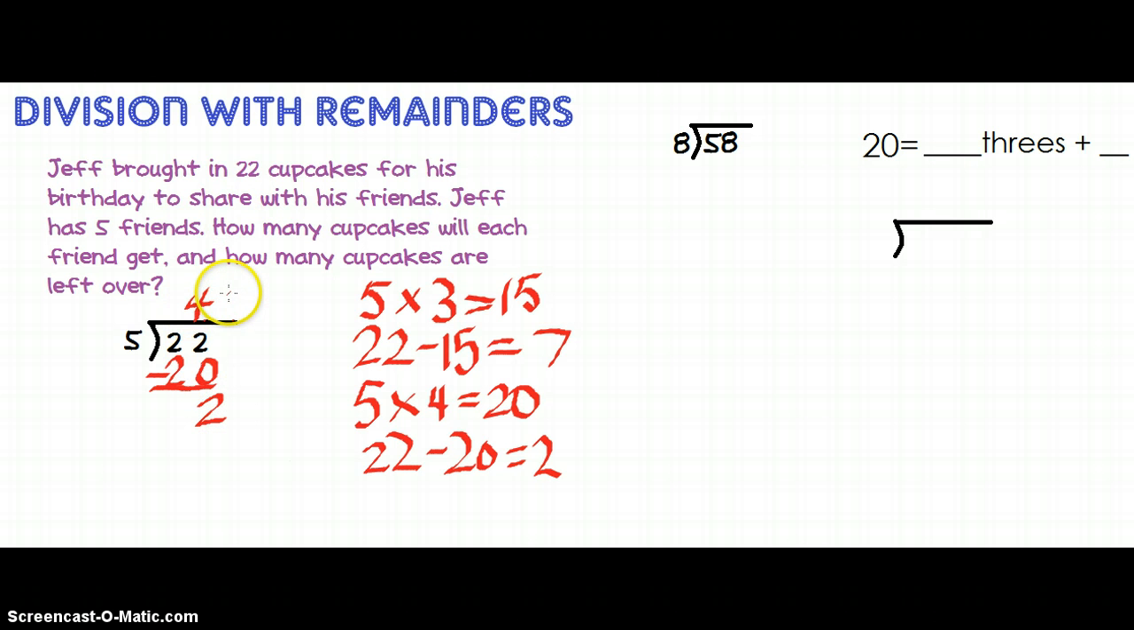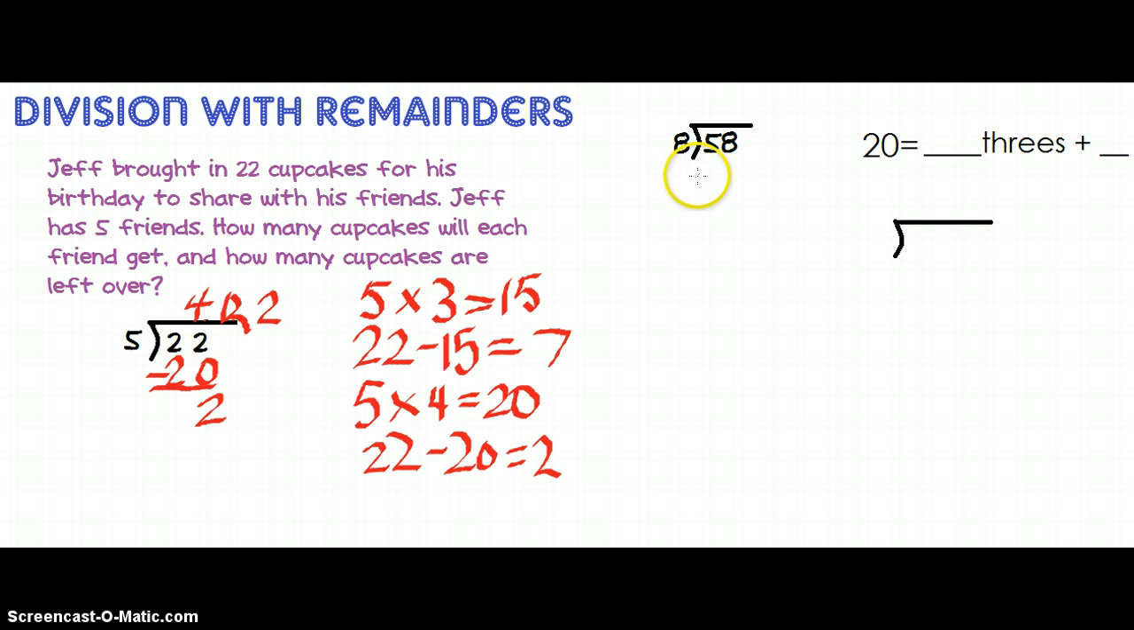So when I write this, I'm just going to put an R and a 2. A remainder of 2. So, let's look at our question. How many cupcakes will each friend get? Each friend gets 4 cupcakes. And how many cupcakes are left over? 2 cupcakes are left over.